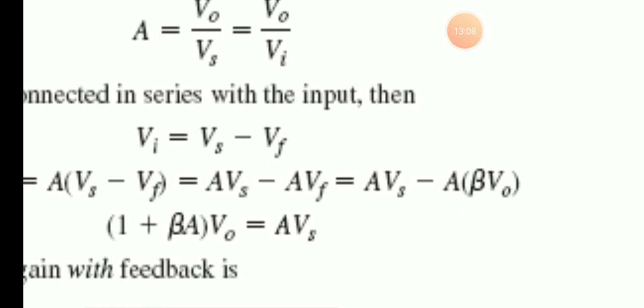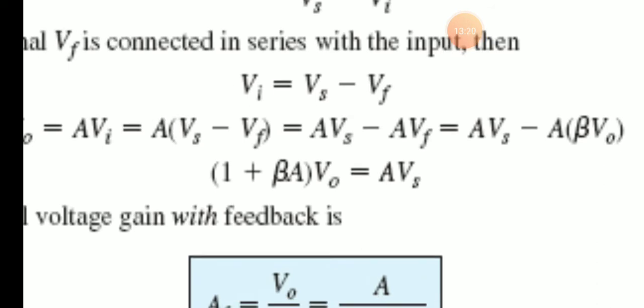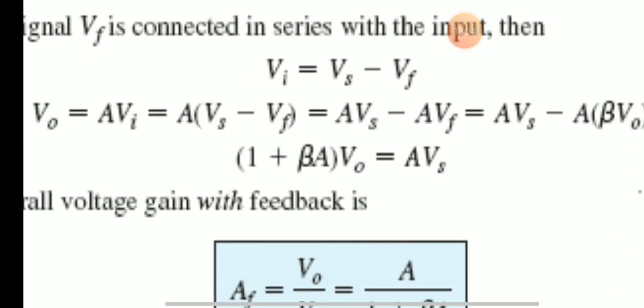So we get AVs minus AVf. What is the feedback voltage? We know that it is beta times the output voltage. So we put this value, A into beta V0, and we will get (1 plus beta A) into V0 equals A into Vs.